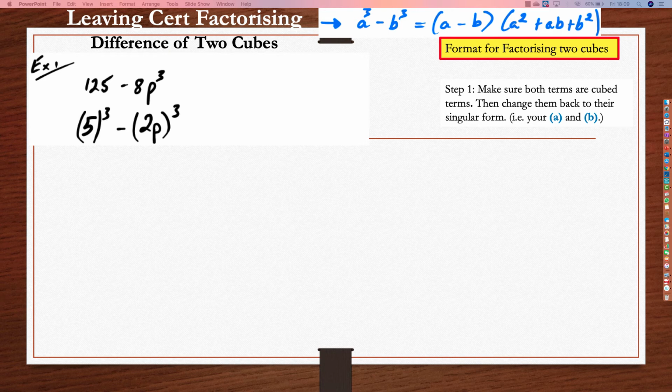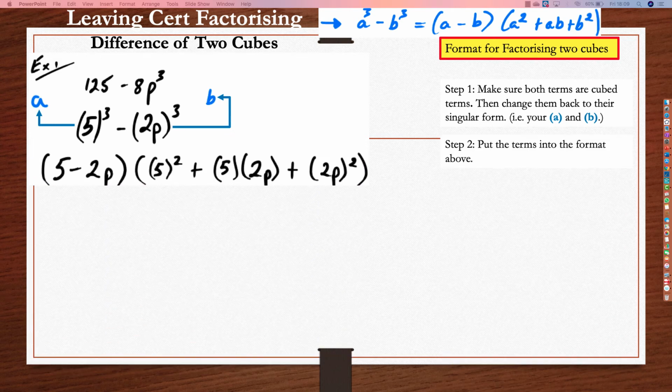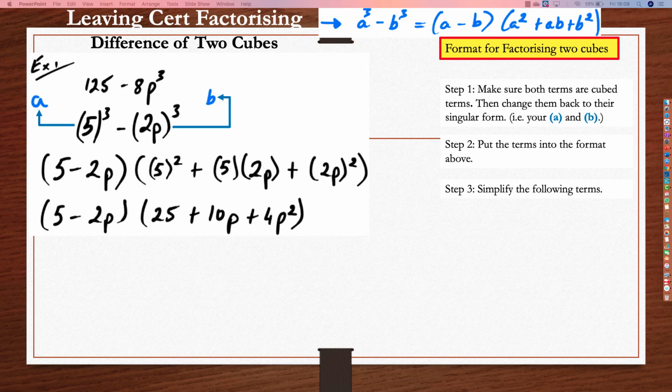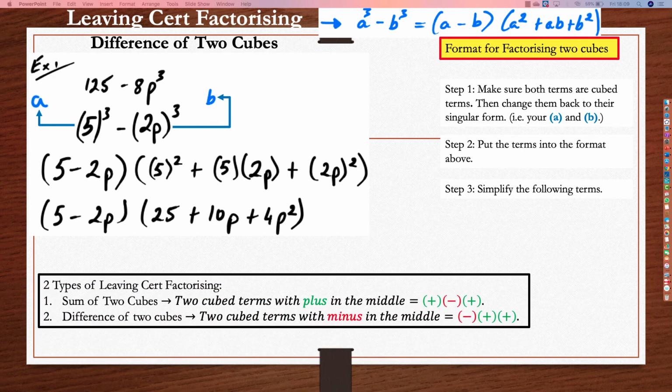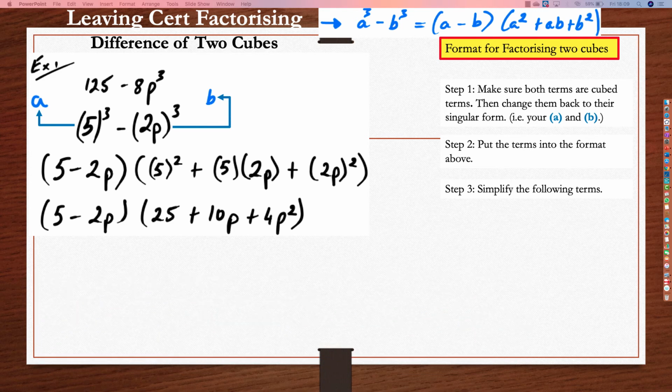Our A is 5p, so there's your A minus B: 5p minus 2. A squared is 25p squared, plus AB is 5p times 2. Forget about the minus in the middle now, that's just to remind you that it's the difference of 2 cubes. That's 5p times 2, plus 2 squared, and then you simplify it, which becomes 5p minus 2, 25p squared plus 10p plus 4. That is your answer. Simple as that.